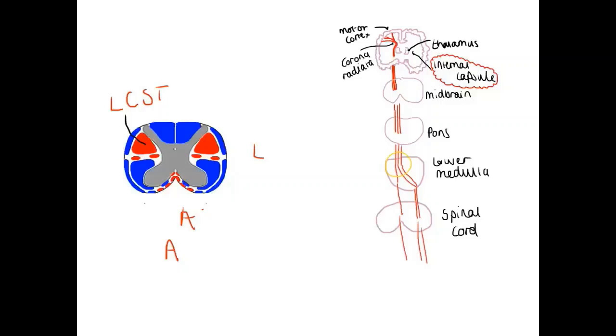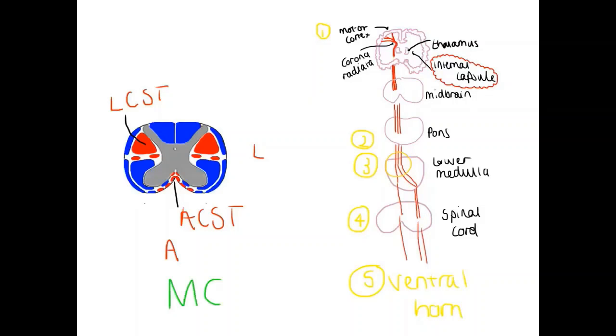In summary, the lateral corticospinal tract is in the lateral white column and the anterior corticospinal tract is in the anterior white column. The tracts go through the motor cortex to the medulla, where the lateral tract decussates, then into the spinal cord, where the anterior tract decussates, and they terminate at the ventral horn.